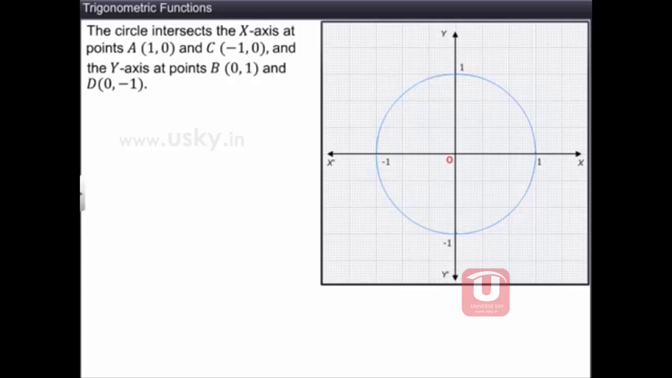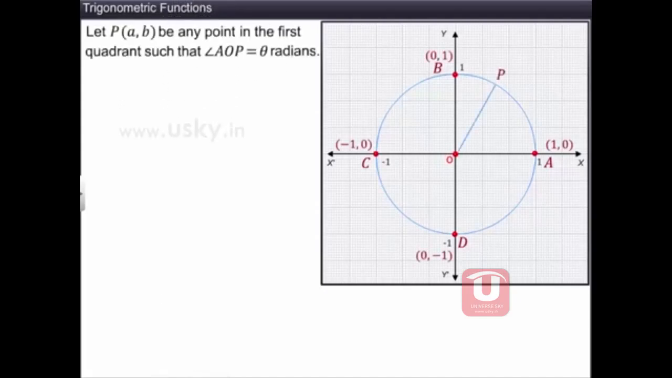This circle intersects the x-axis at points A and C with the coordinates 1, 0 and -1, 0 respectively, and intersects the y-axis at points B and D with the coordinates 0, 1 and 0, -1 respectively. Let P be any point on the circle with the coordinates A, B in the first quadrant, such that angle AOP is equal to theta radians.